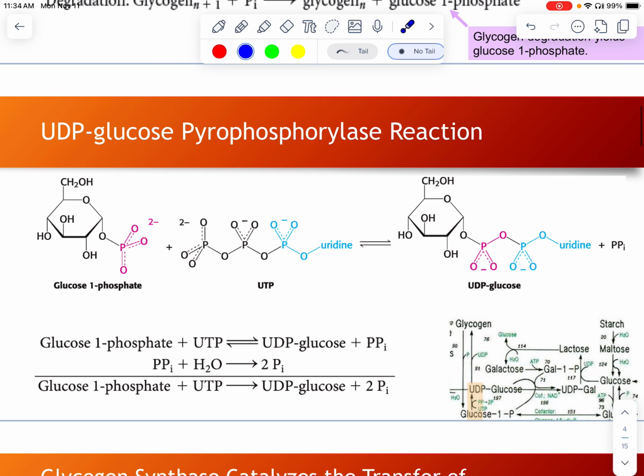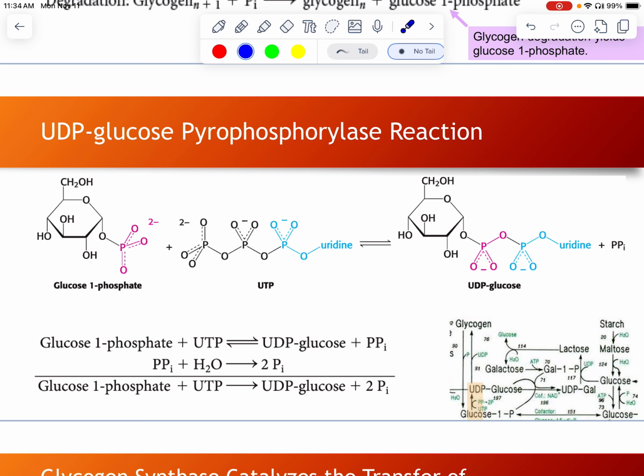All right, if we look at this process, okay, we have glucose 1-phosphate right here. We have our UTP with the triphosphate. So notice 3 phosphates here. All right, and we're breaking off 2 of them. So we're breaking off this pyrophosphate, these 2 phosphates that are bound together right here, to give us our UDP glucose.